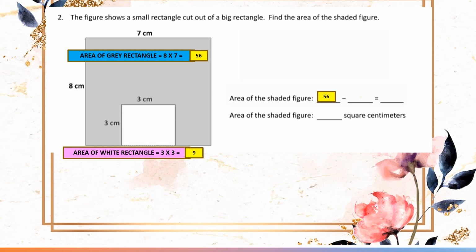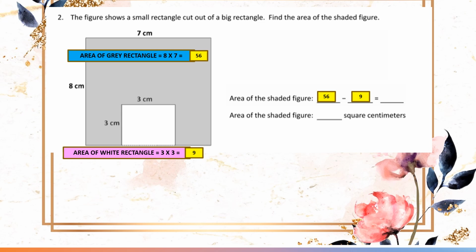So we're going to write 56 minus 9 in the blank. So that's what we're going to do in order to find the area that's actually gray, because the area that's actually gray is not 56 because a square is missing. That little 3 by 3 square is missing. All right, so 9 centimeters of it is missing. It would have been 56 if those 9 centimeters were not missing, but they're not there.